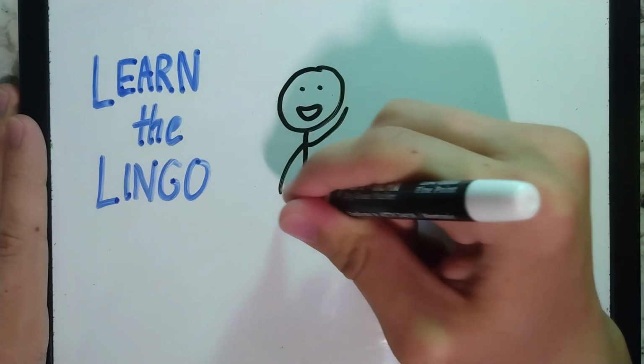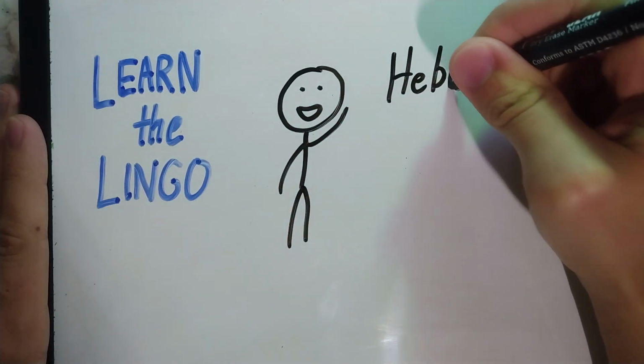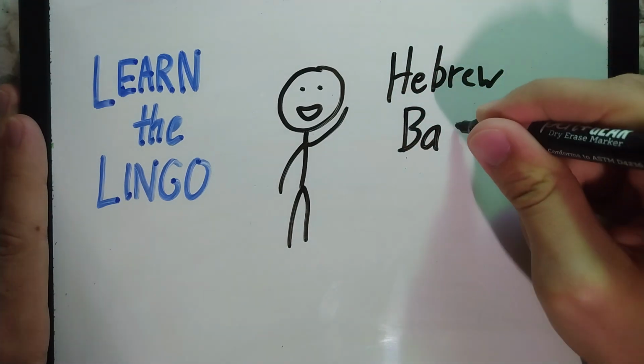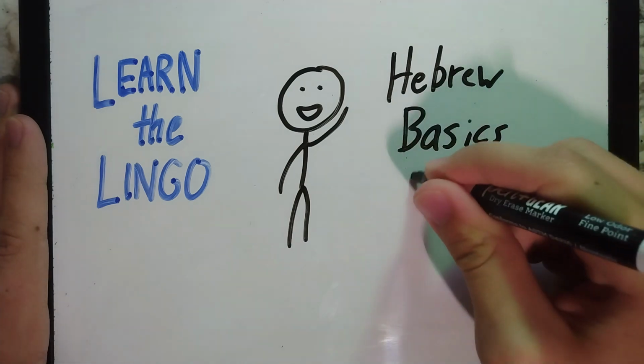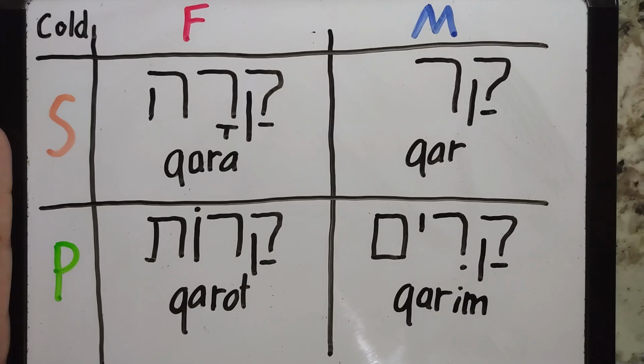Welcome to Lesson 3 of Hebrew Basics, a series where we are learning the grammar of the Hebrew language. Last time, we learned the 4 forms of Hebrew adjectives, and today we are going to continue to practice those and also learn how to use adjectives to describe nouns in Hebrew. Let's see the 4 different forms of the Hebrew adjective for cold.